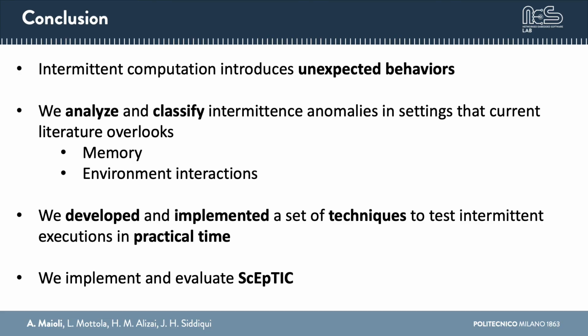In conclusion, the batteryless devices of the Internet of Things are characterized by frequent power failures which may cause unexpected behaviors that are recognized as intermittent anomalies. We analyze and classify intermittent anomalies in settings that current literature overlooks, both from a memory and environment perspective. Then, we developed and implemented a set of techniques to test intermittent executions in practical time and to verify the presence of intermittent anomalies. Finally, we implemented and evaluated SHEPTIC, demonstrating the potential and the performance of our techniques.